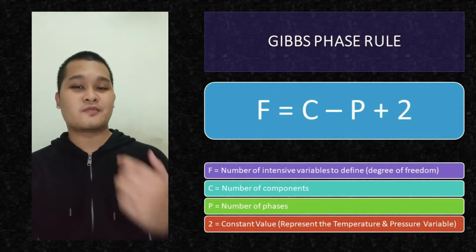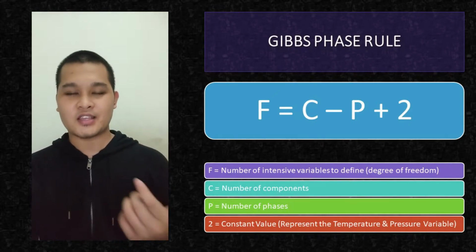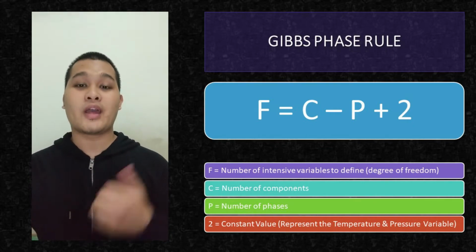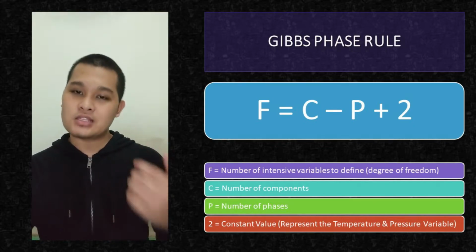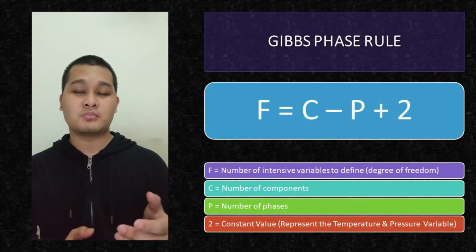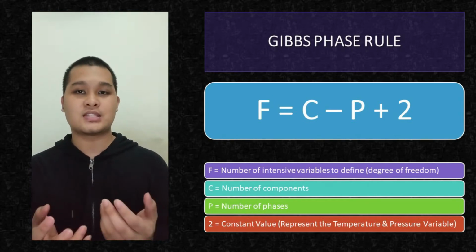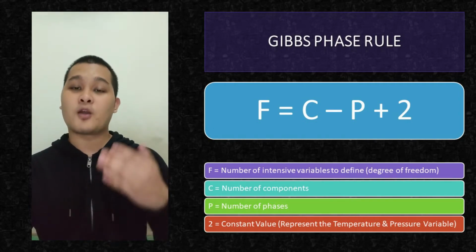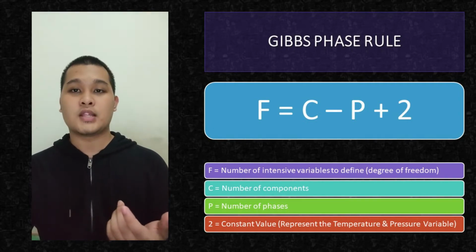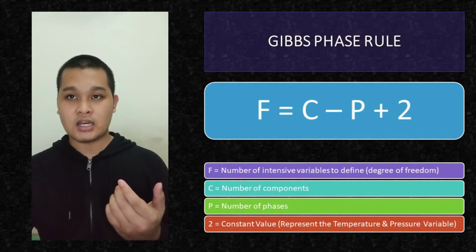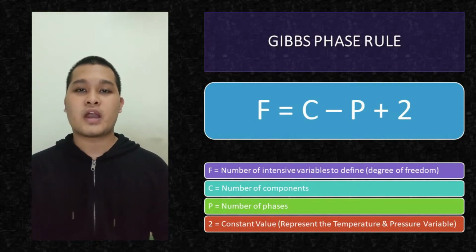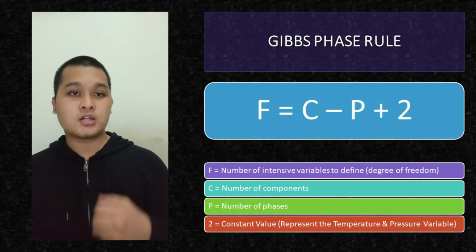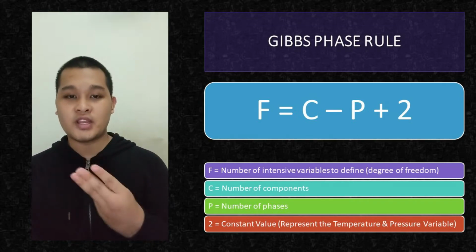Okay, so the Gibbs phase rule can be expressed as follows: F equals C minus P plus 2, where F is the number of intensive variables that we would like to determine before we can find the state of a system, such as temperature and pressure. C is the number of components or substances. So let's say if I have water in a jar, that would be one component. If I have water and oil, that will be two components. And if I have water, oil, and salt, that will be three components.